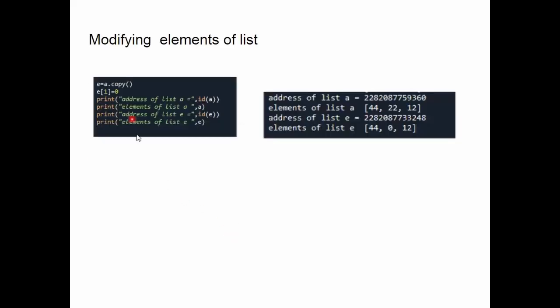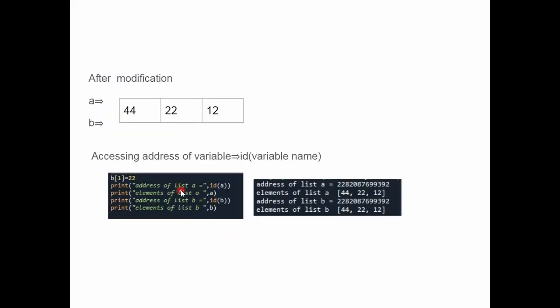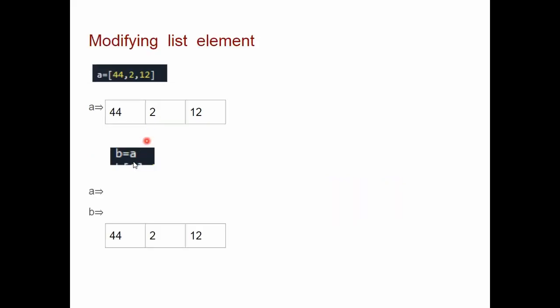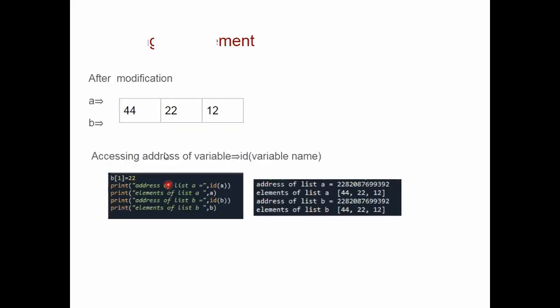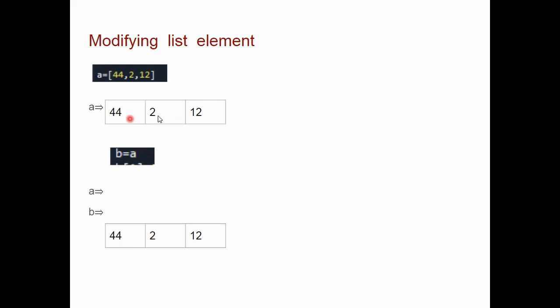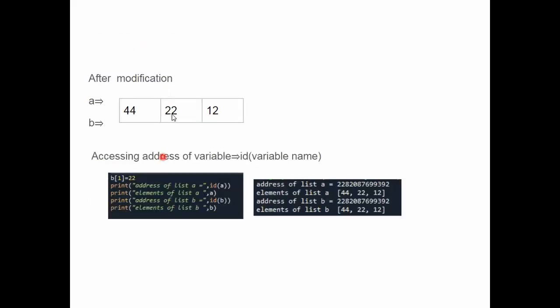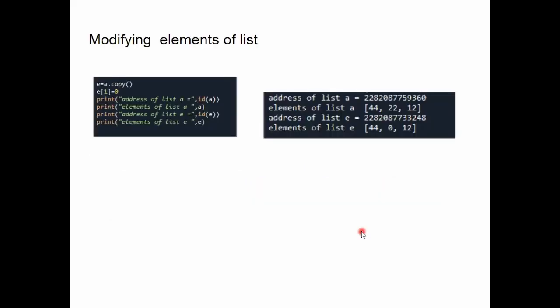So what we are going to see after the modification: the previous value, for example here it was 2, and after the modification it is 22. So B of 1, instead of 2, now we have 22. If we display A, then also we are going to see 22 here, and if we display B, then also we are going to see 22 here. If you don't want that, if anyone changes the element, both are going to change. We don't want that.